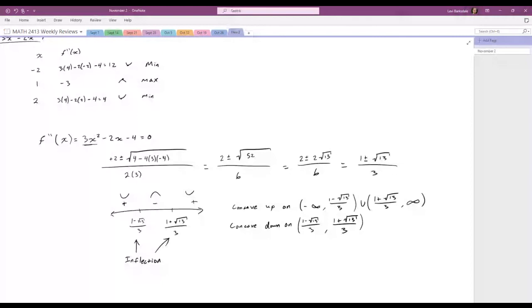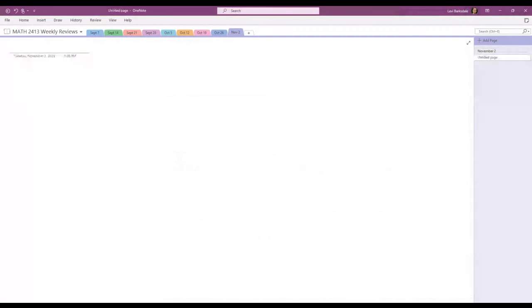Okay. Now I just have to wait for OneNote to finish loading, and then we can move on. Perfect.